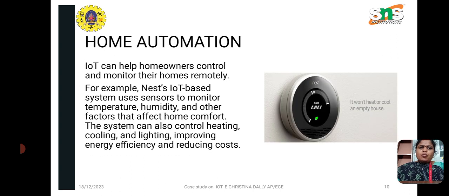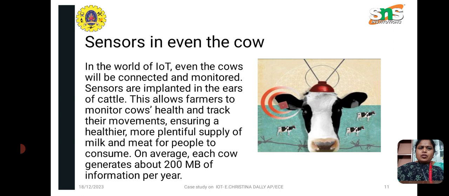Home automation. Coming to home automation, here we are using the home remotely. Suppose we want to measure temperature and humidity, control heating and cooling, improve lighting, improve energy efficiency or reduce cost, all of that can be monitored remotely with the help of IoT. For example, even the cow has sensors placed on it. In the world of IoT, even the cows will be connected and monitored.